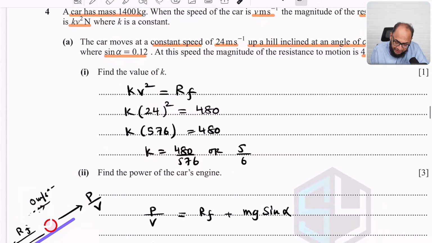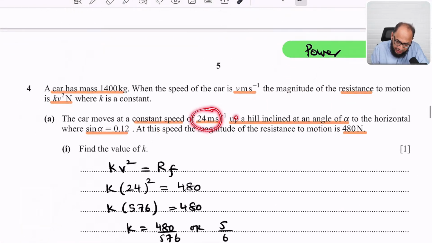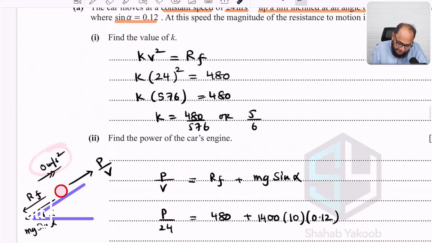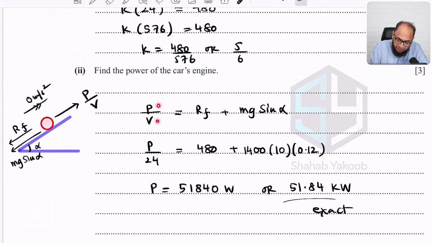The next thing, find the power of the car's engine. Now, it's moving at 24 meters per second, constant speed. Therefore, acceleration is 0. Power over velocity is the forward force pulling it. Resistive force is slowing it down. Weight component is slowing it down. So since the acceleration is 0, the upward force and the downward forces are equal. So therefore, P over V is RF plus mg sine alpha. So P over V, which is 24, this is RF, which is 480, and mg sine alpha. Instead of the angle, they have given us the exact ratio, which is 0.12. Therefore, P comes out to be this value. I can even write this in kilowatts, and that is the exact value. No need to round off.